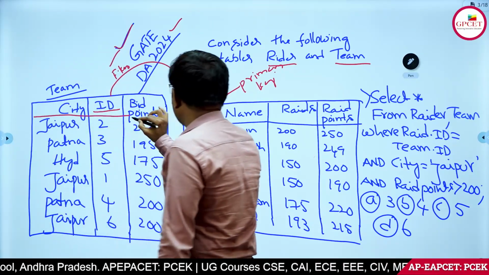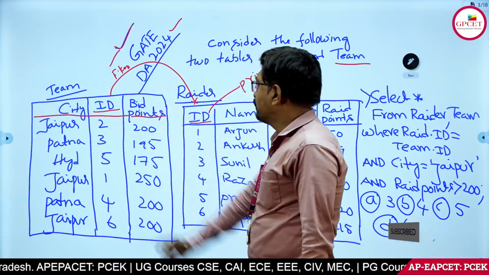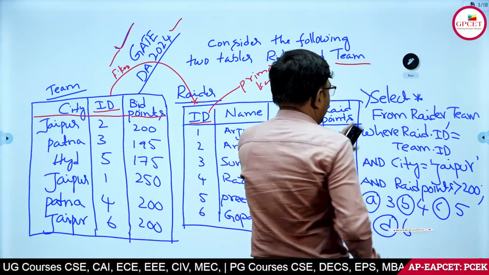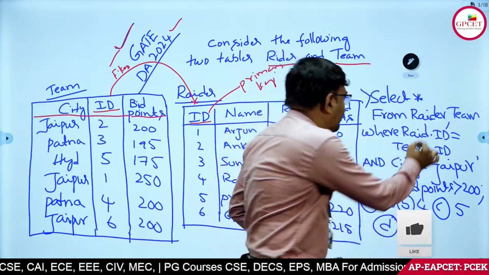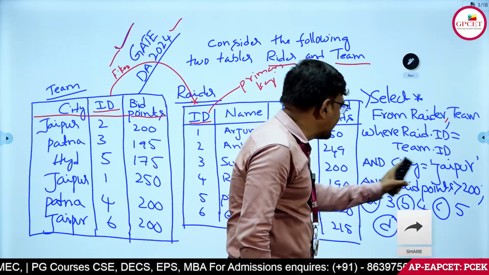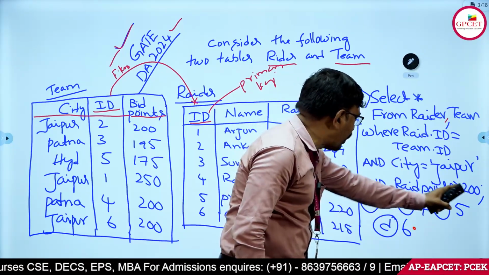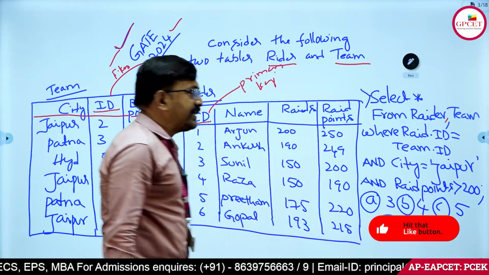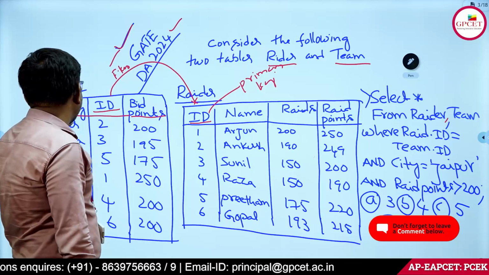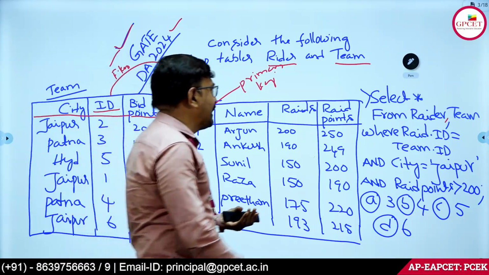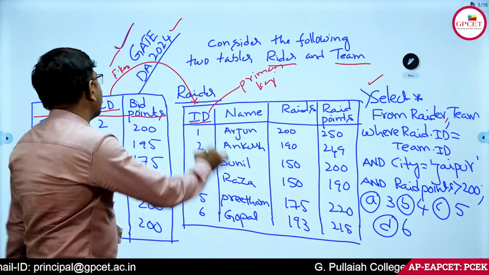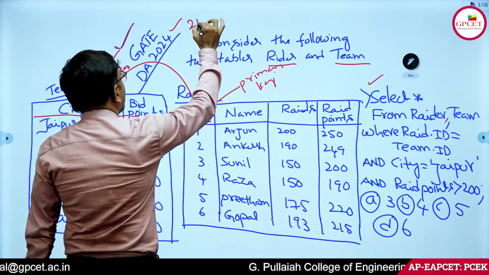And what do we have here? Two tables. One table is rider, the second table is team. Already given the tables. And what is the question? Select star from rider, team where rider.id equal to team.id and city equal to Jaipur and rate points greater than 200. What is the output? That is the given question. Keep in mind the team table and the rider table. The SQL query is already given, and we need the output. That is a GATE 2024 2 marks question.